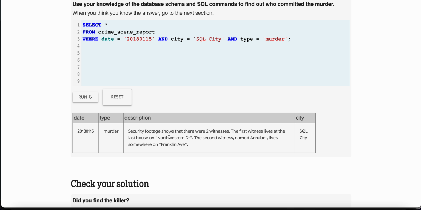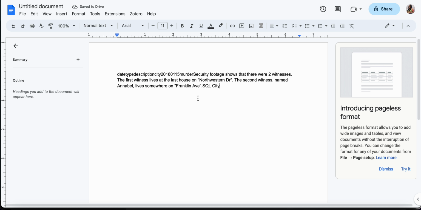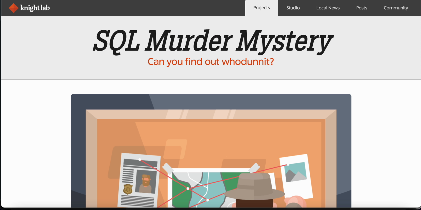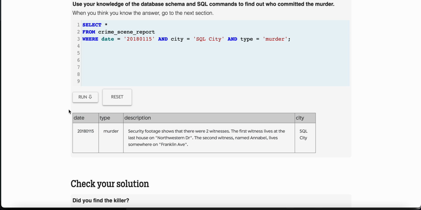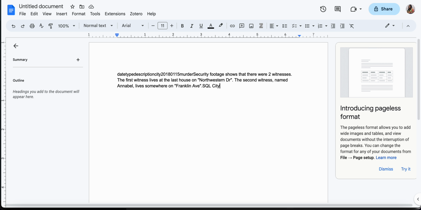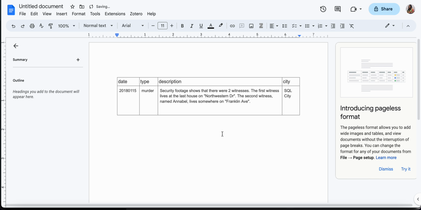So we know that a security footage shows that there were two witnesses. The first witness lives at the last house on Northwestern DR, and the second witness named Annabelle lives here. Oh, great. Means we have something. So I feel we should copy this because we are going to look for that detail again. I do not like the way it copied. Let's try copying it again so that I won't mix it up. Okay, great. I like this now.